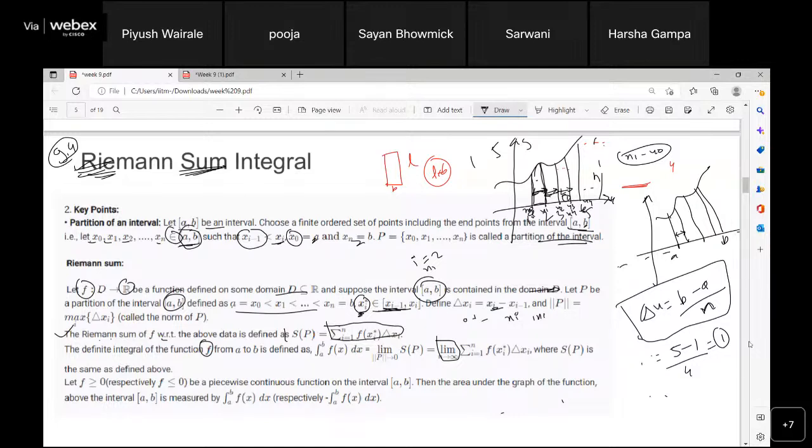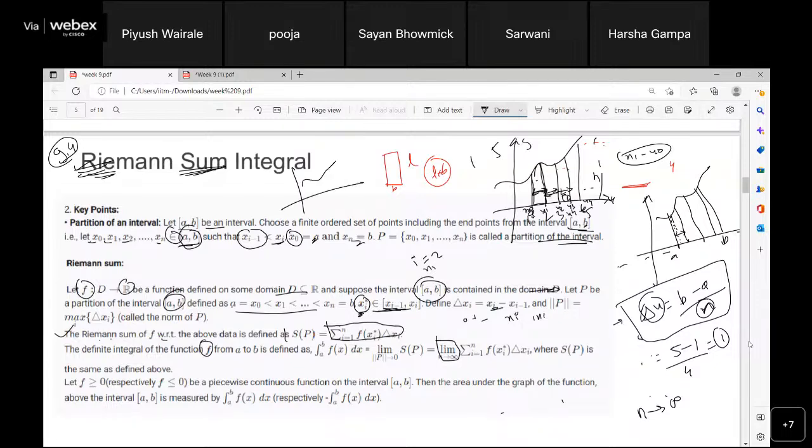But if I increase this n, so when n tends to infinity, this delta xi will become closer to 0, right? So when this distance becomes closer, this will shift like this here. It will come near to this, right? So I will get more segments, more intervals, so I will get a more accurate area under this curve.